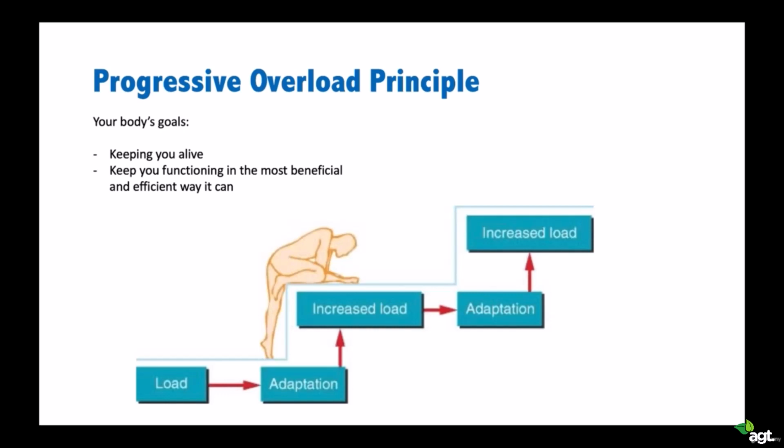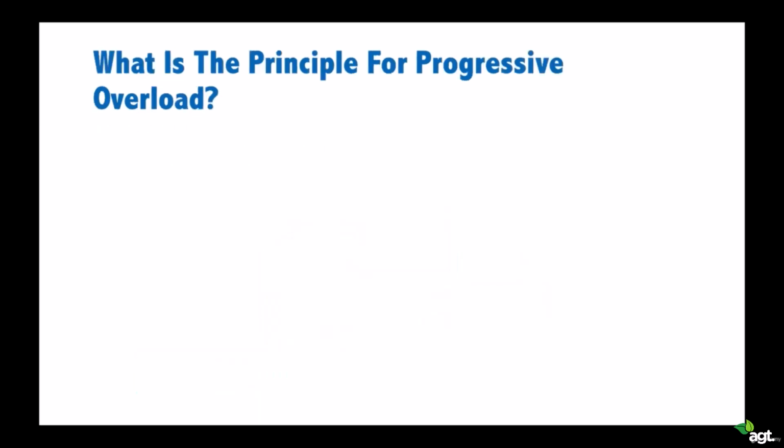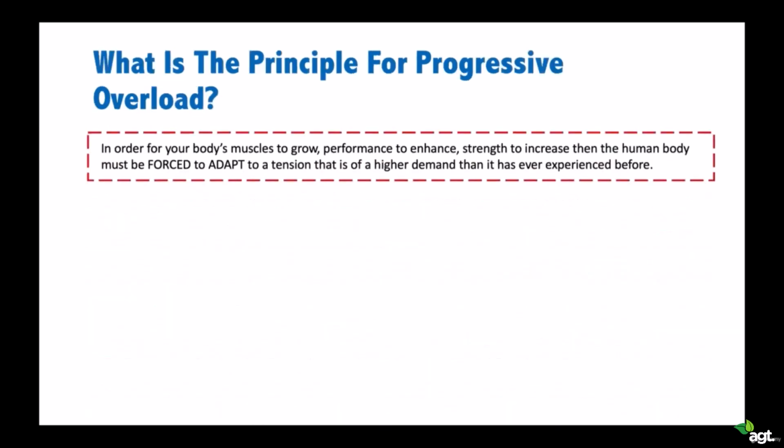Another way to put it is your body will not change or improve unless you force it to. No matter how perfect your workout is, muscle will not be built, strength won't be gained, and your performance won't be enhanced unless you show your body that these are things that need to happen in order for it to survive. So here's an example in a picture. You put the load in, it adapts, and then it will stay at that level unless you increase the load again, and then it will adapt again, and then you increase the load. It's literally like that. It's a platform to build on. Progressive overload principle. Okay, so what is the principle for progressive overload?